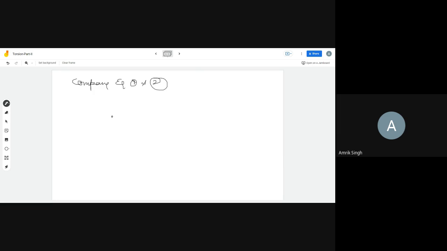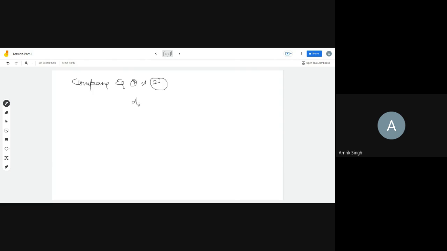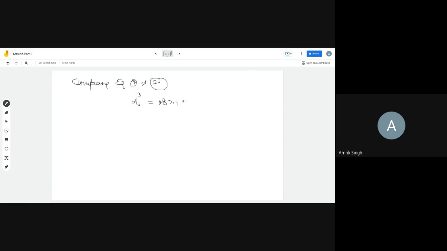this will give you D solid, or D solid cube, is equal to 0.8704 multiplied by DO, or DO cube, multiplied by the T solid. Okay. Sorry, D cube, sorry.